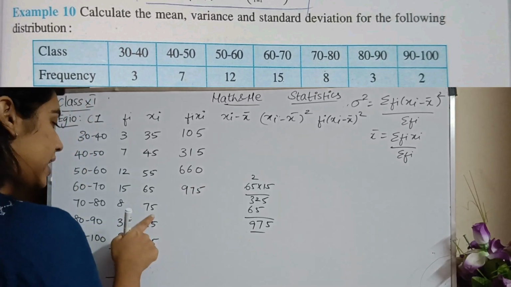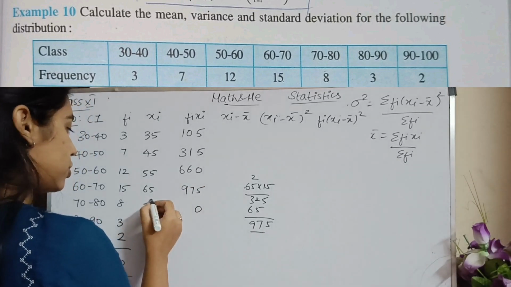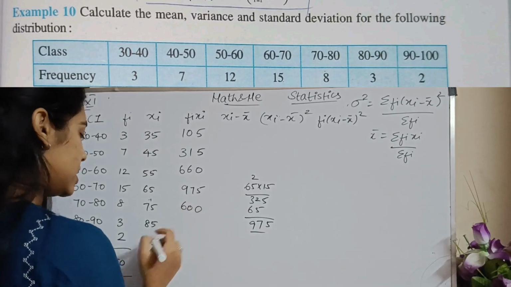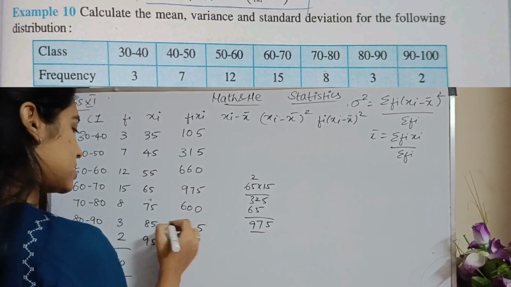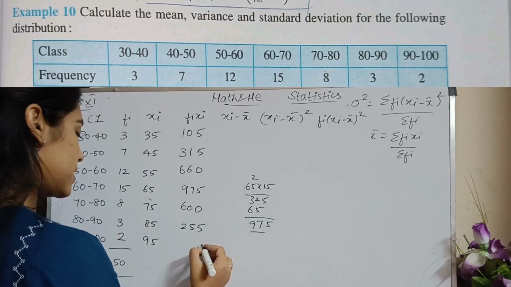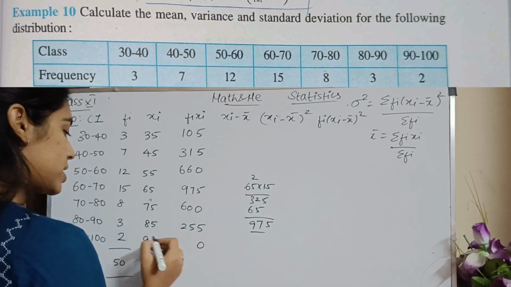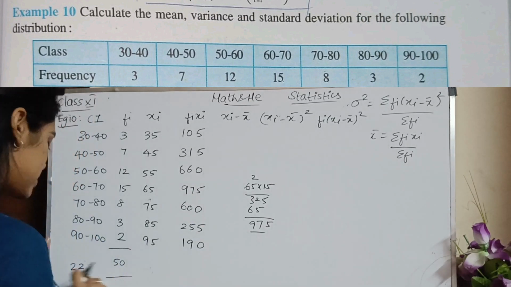Then I have 8 into 75. So 8 5s are 40, 8 7s are 56, so 600. Then 5 3s are 15, 8 3s are 24, 25. 9 2s are 10, 9 2s are 18, 90. Okay, so these are my values.